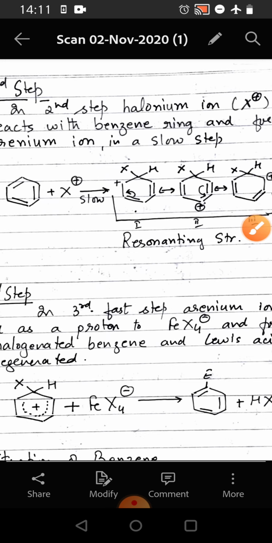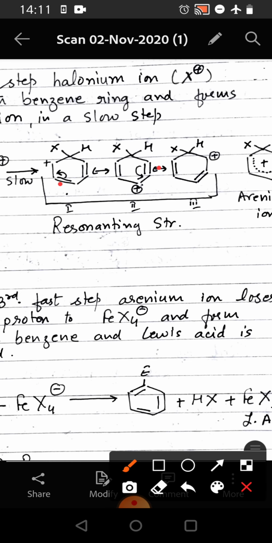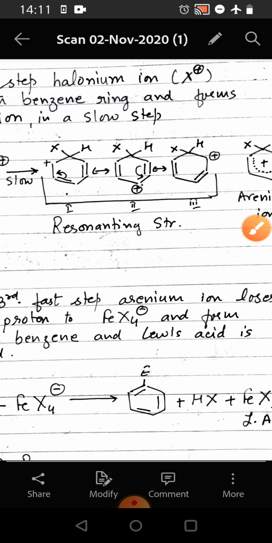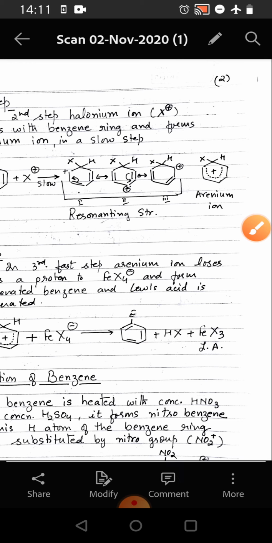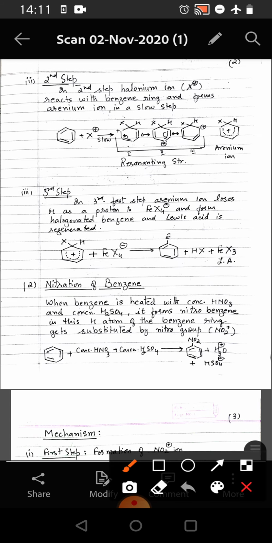And by migration of the electron pairs, we see that this positive charge migrates within the ring from second position to the fourth position to the sixth position and forms resonating structures. And arenium ion is the hybrid of all these three resonating structures. Now we come to the third step.